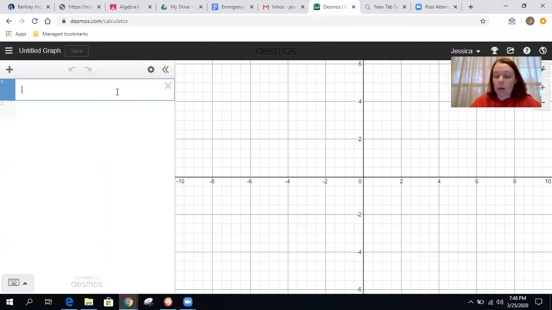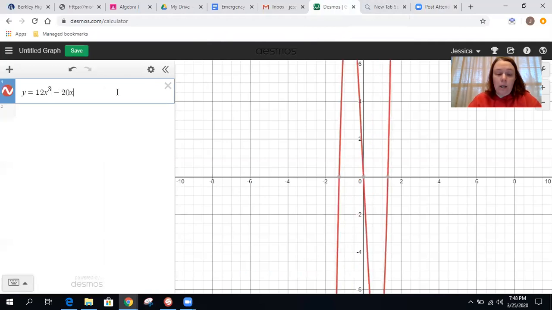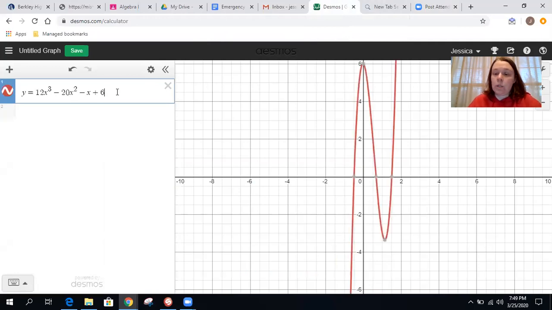All right, I'm going to enter in that equation so that y equals 12, whoops, equals would help, x to the third minus 20x squared. Because again, I did not bring my Inspire home, so I'm going to have to do it like this. Now, in the Inspire, you can look at it and calculate your zeros.